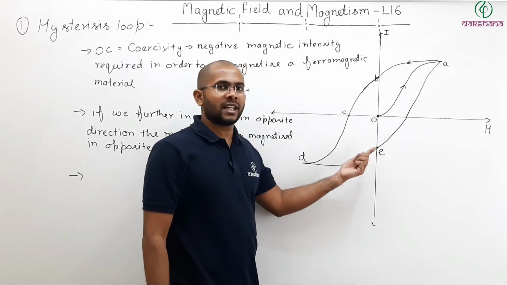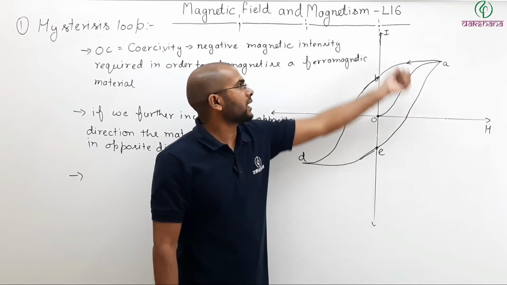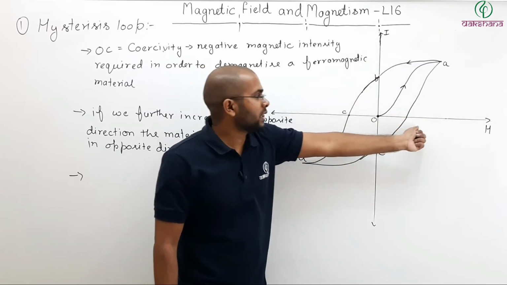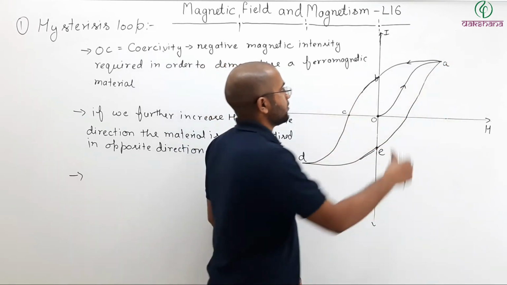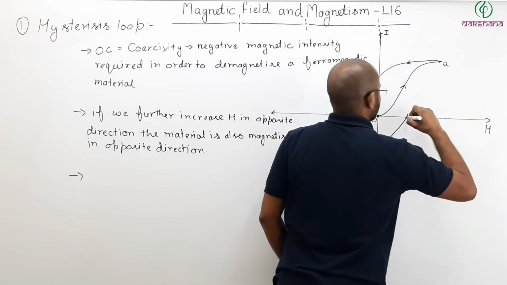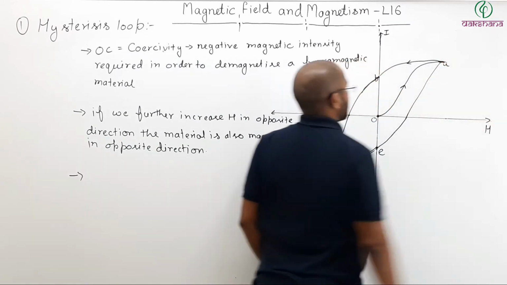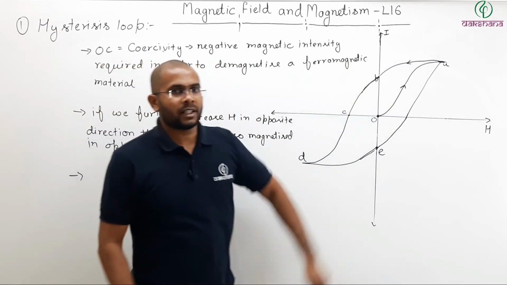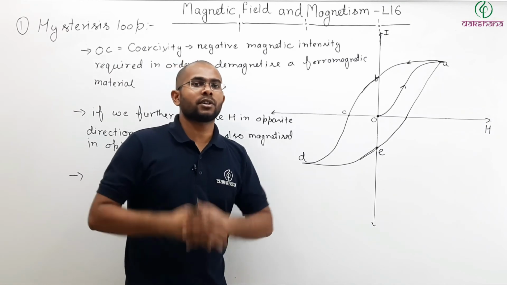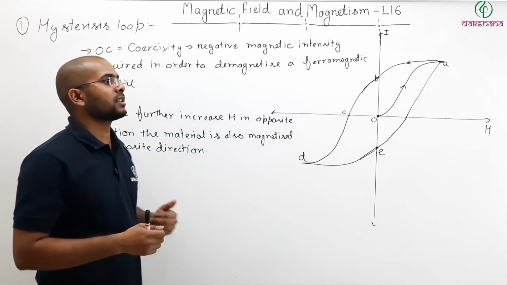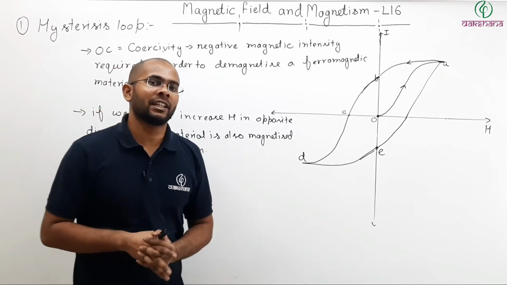Now if you want to demagnetize it again, then you have to apply positive intensity here. Up to here, your magnetization will become zero. If you increase intensity further, again it will reach a saturation point. Like this you can draw. So what is happening here? Here your magnetization is not zero if you just remove the external magnetic field.